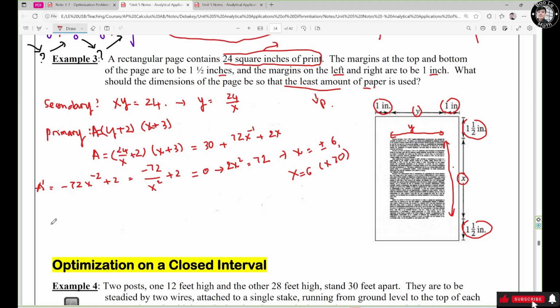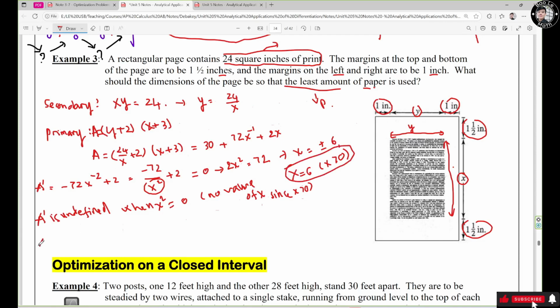Now the critical number also occurs when A prime is undefined, right? So A prime is undefined when s squared right here equals 0, right? But you know that the dimension cannot be equal to 0, right? So there is no such value of s. Now I need to use the second derivative test to test for the minimum value, right? So I have A double prime equals 144 over s cubed, right? So then A double prime of 6 is going to be 144 over 6 cubed. It's going to be greater than 0. It tells us that the function obtains a minimum value, right? By the second derivative test.